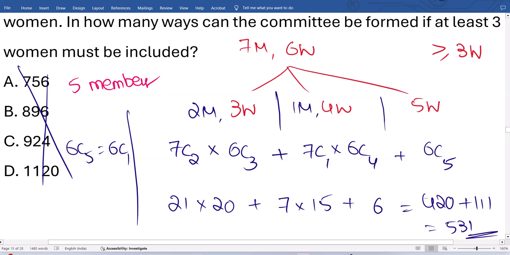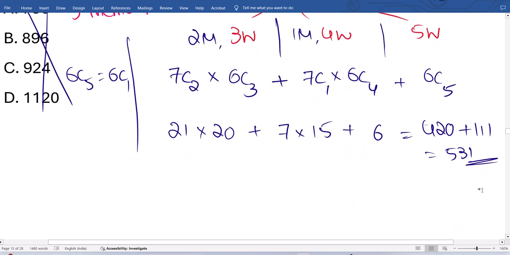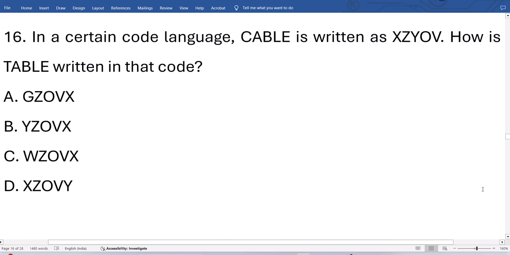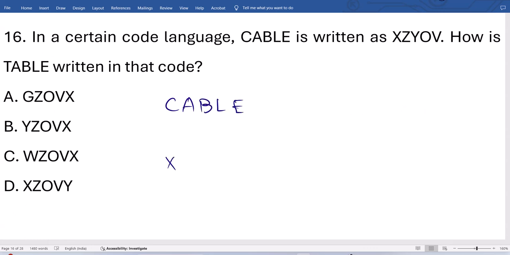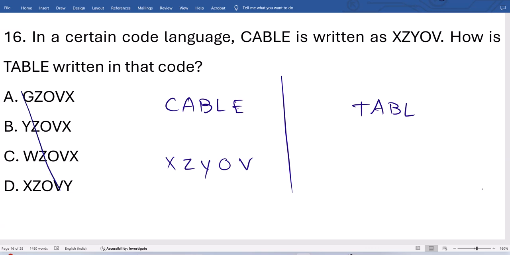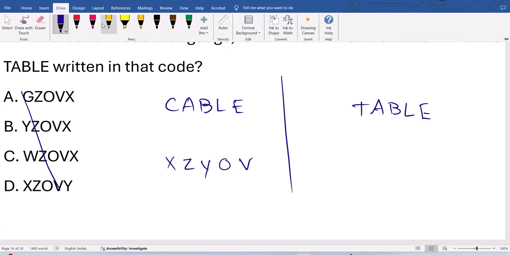Clear with this? Right, so let's see the next one. Now this question: cable, X, Z, Y, O, V, table, cable to table. Okay. Options are wrong, that's fine. That's the problem with ChatGPT always.